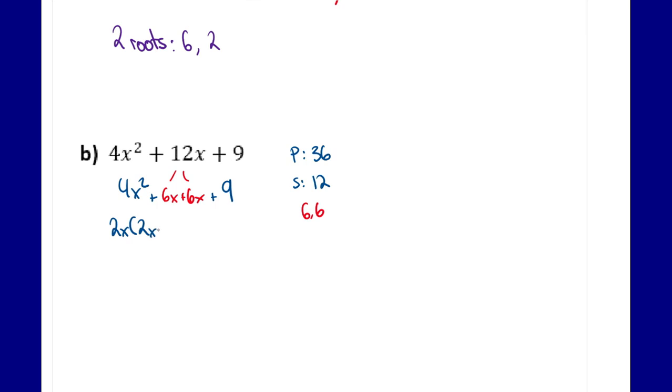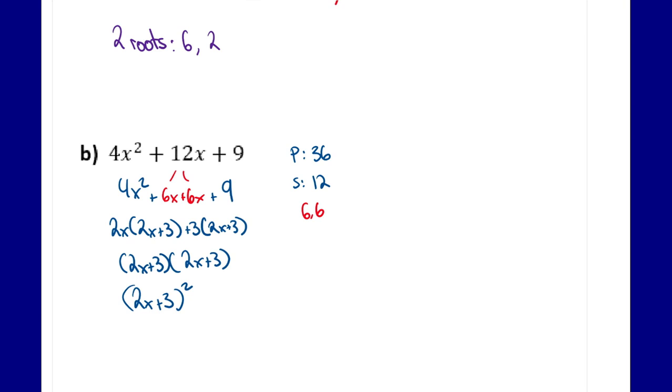That leaves me with 2x plus 3. And the second one, I can factor a positive 3 out, which leaves me with 2x plus 3. I have a common bracket of 2x plus 3 that I can take out, and then it leaves me with 2x plus 3 as the remainder. So this actually works out to a perfect square trinomial because it's just 2x plus 3 squared.